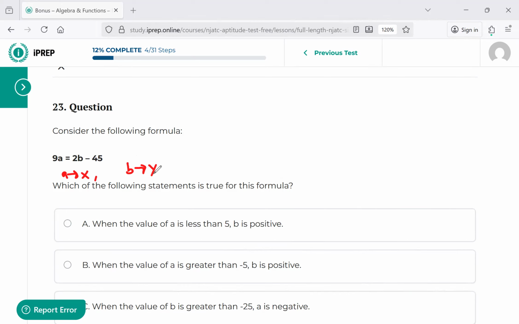Wait a minute. So yeah, my a is my x and my b is my y. My b is my y. So actually, let's find our x-intercept.